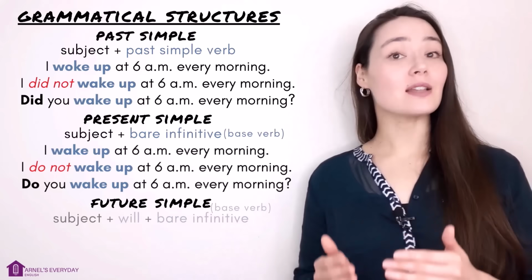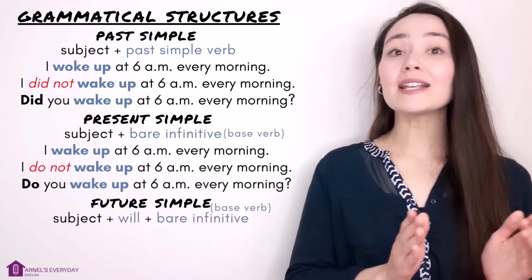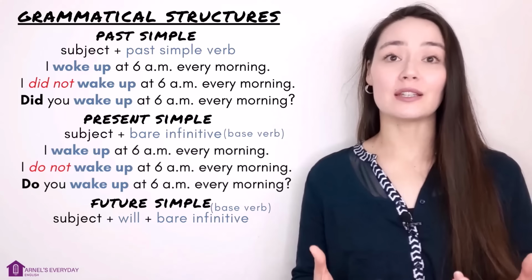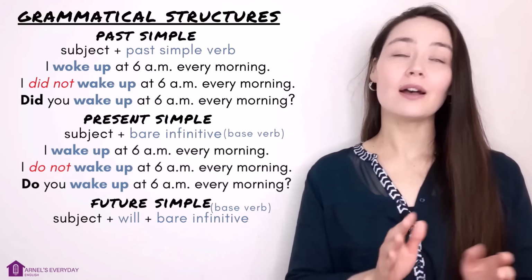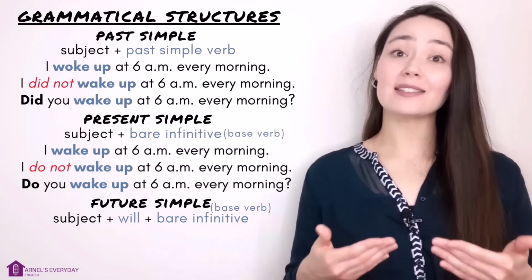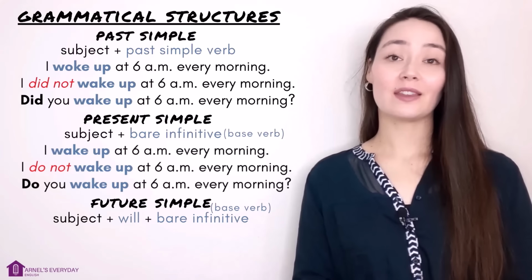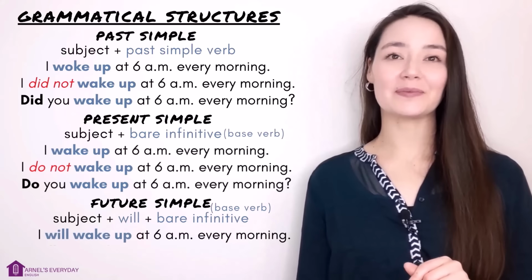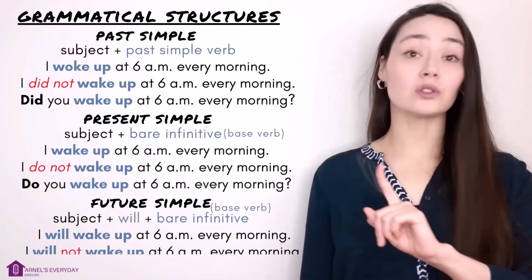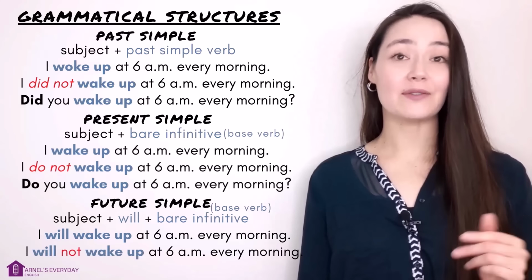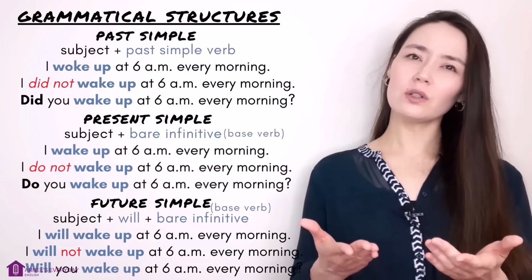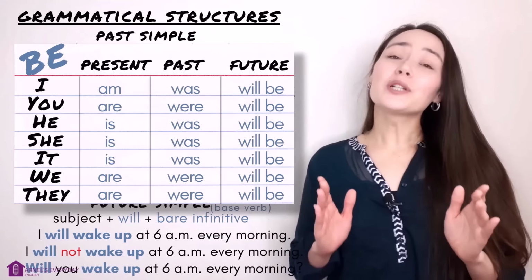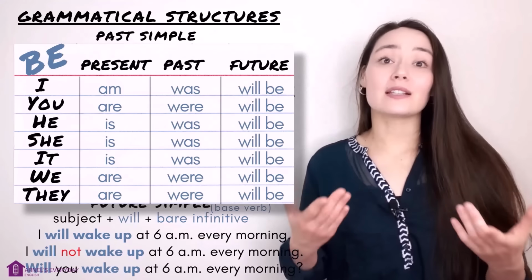Future, subject, will plus base verb. We already looked at the base verb. The good news is we use will plus base verb with all subjects. That makes things easy. I will wake up at 6 a.m. every morning. I will not wake up at 6 a.m. every morning. Will you? Will you wake up at 6 a.m. every morning? And it's really important to remember be is an exception.